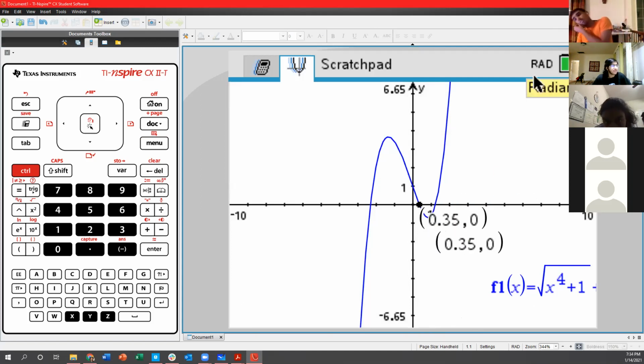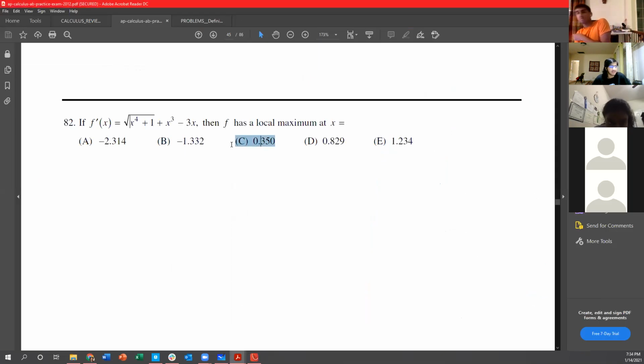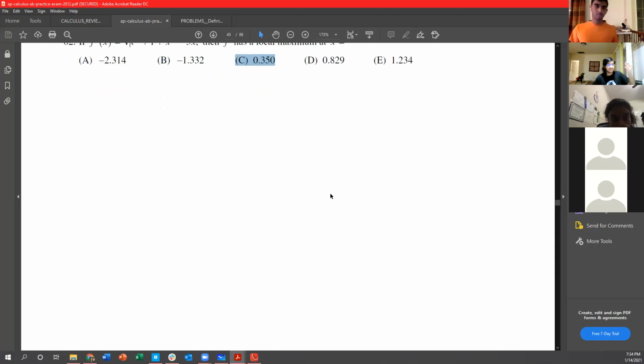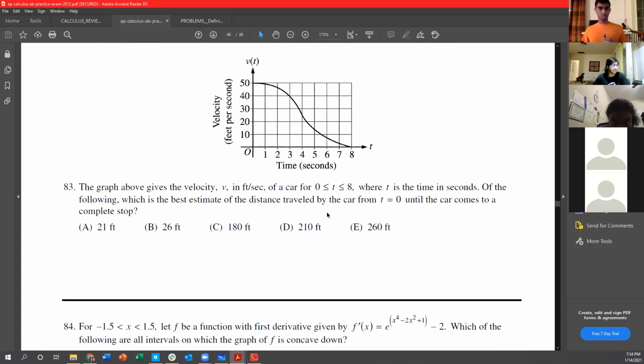Anyways, but it's 0.35. Oh, maybe it does happen to be an exact value. That's why it says 0.35. But it would be C. Okay? You understand what we did there? So this is conceptual, but then you just apply it into the calculator. You just plug it in.